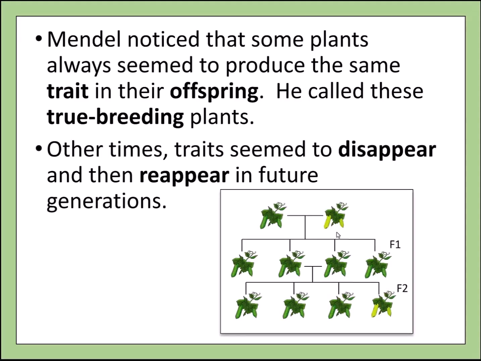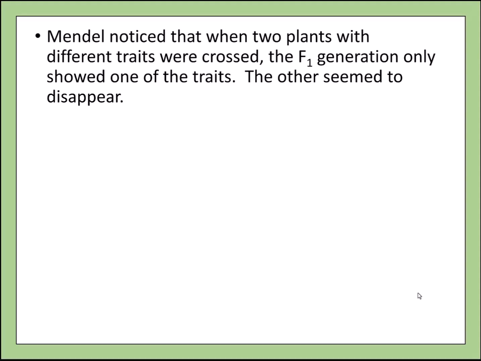Other times, however, traits seem to disappear and then reappear in future generations. So sometimes when a green pea-podded plant and a yellow pea-podded plant were cross-pollinated, they created all green pea pods in the F1 generation, and then the yellow pea pods would show up again in the F2 generation. So they would disappear and then reappear. Mendel noticed that when two plants with different traits were crossed, the F1 generation only showed one of these traits, and the other seemed to disappear.